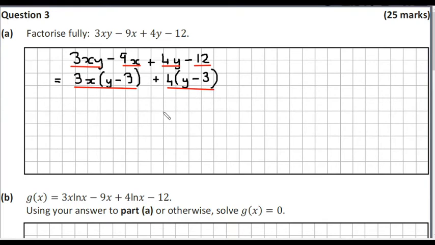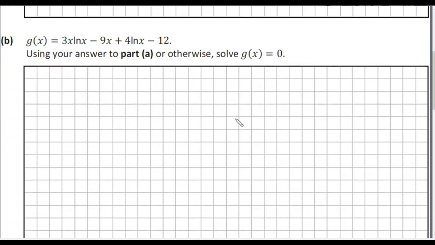So again, we're going to ask ourselves, what's common to each term? And the thing that's common to each term is y minus 3. So because y minus 3 is common to each term, we're going to take it out. If I divide y minus 3 into this term, I'm left with 3x. And if I divide it into the second term, I'm left with plus 4. And that's it now, fully factorized. And that's part A done.